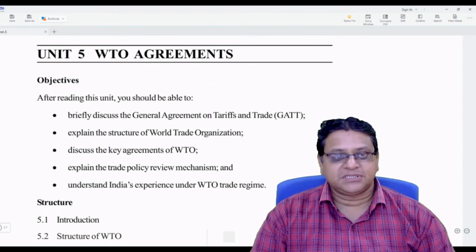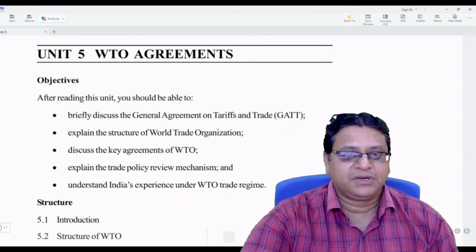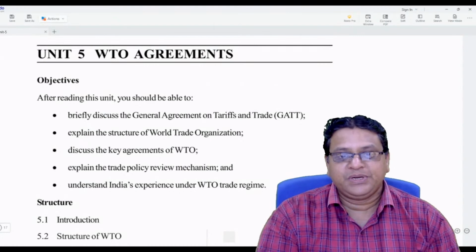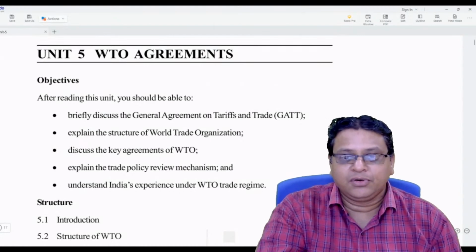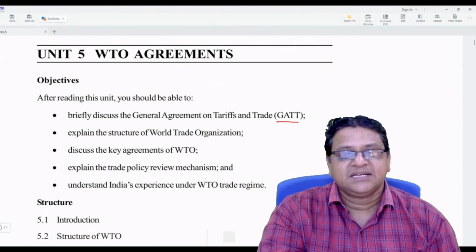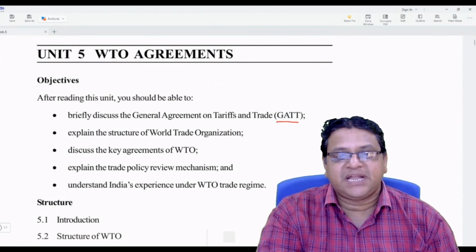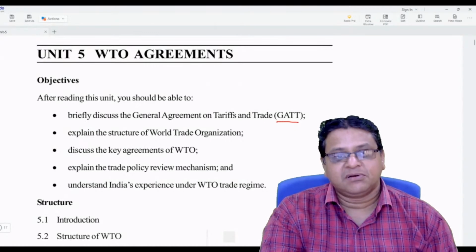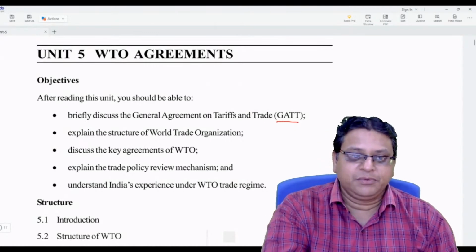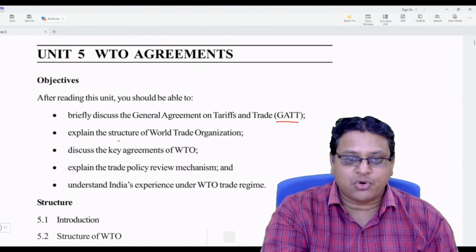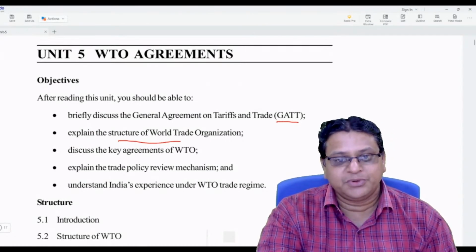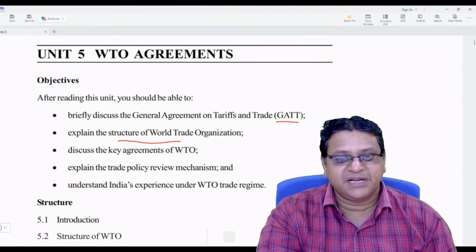Before starting our discussion, let me first tell you what will be the objective of our class. First, we will discuss something on GATT. What is GATT? General Agreement on Tariff and Trade. It is a predecessor to WTO. Then we will explain the structure of WTO. Once GATT is over, WTO comes into picture. First we will discuss regarding GATT, then we will discuss regarding WTO.